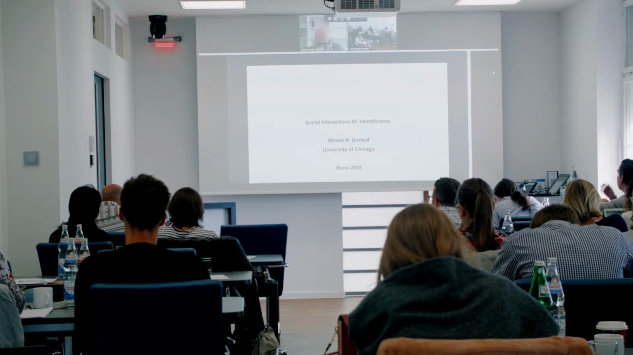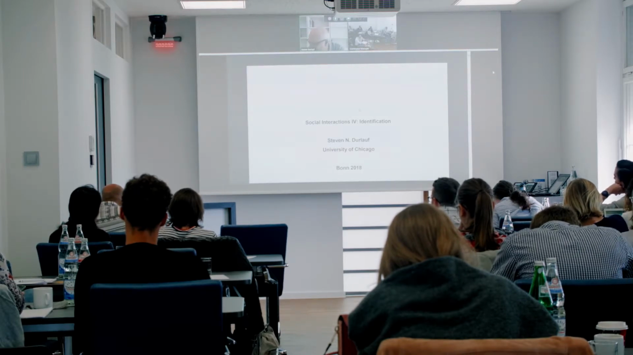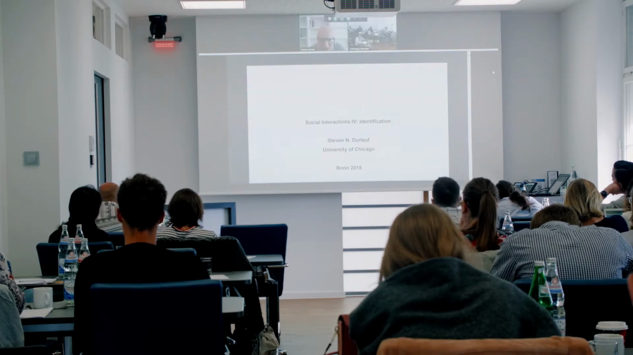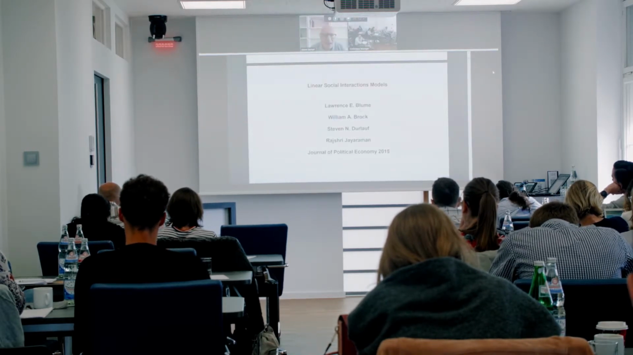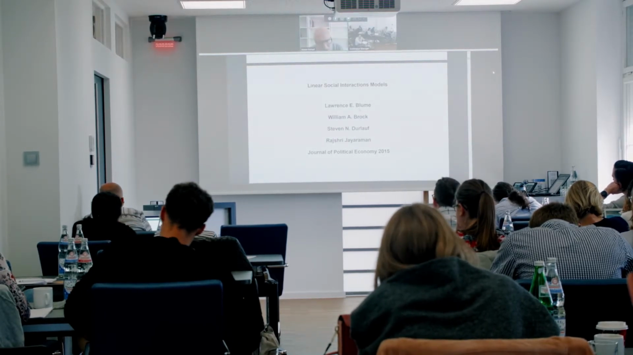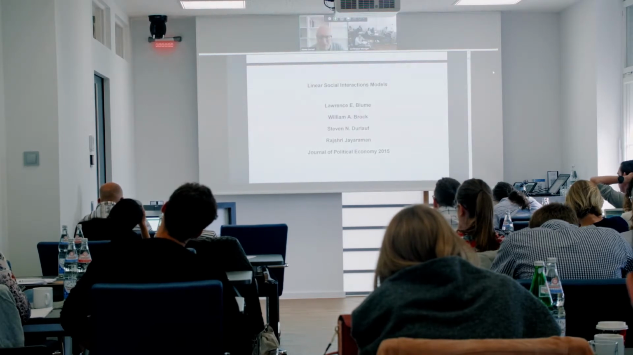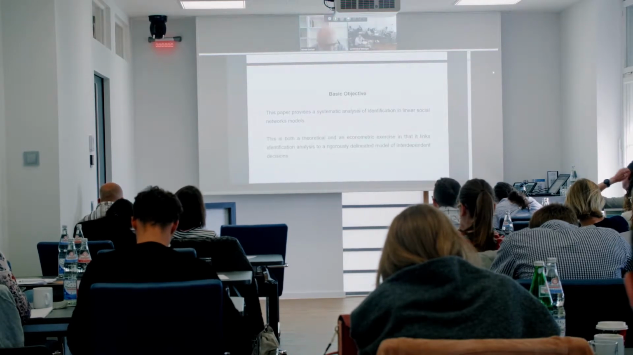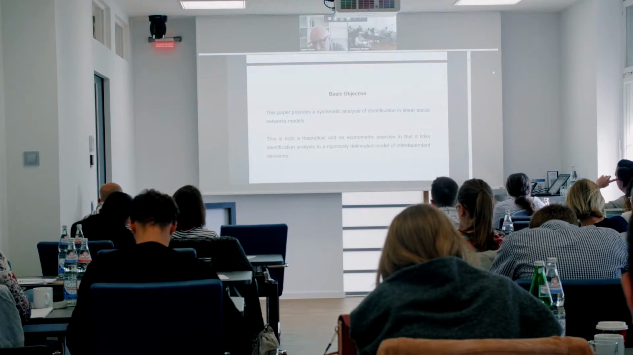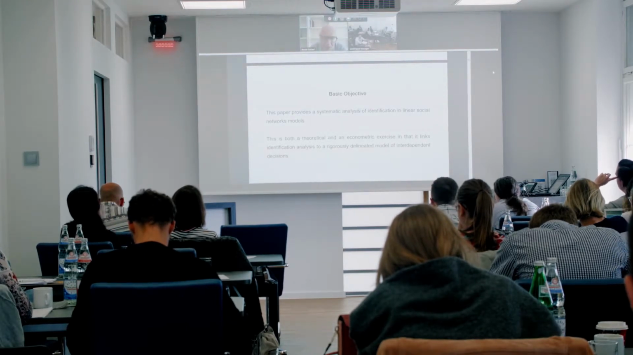I thought it would be most useful for me to actually, in this half of the presentation, talk about one paper, maybe two papers, that will illustrate the applications and the techniques. So that's where I'm going to start, with social interactions and identification. This is based on a paper that I wrote with Larry Blume, Buzz Brock, and Raji Jayaraman, which was in the JPE in 2015. What I want to do in the paper is develop in some detail the basic formal theory of social interactions models, as well as the identification results.